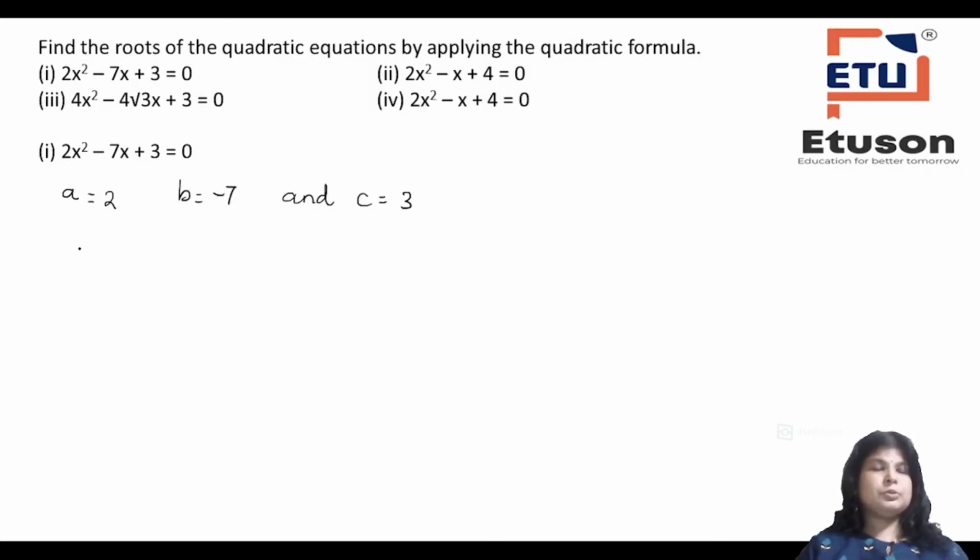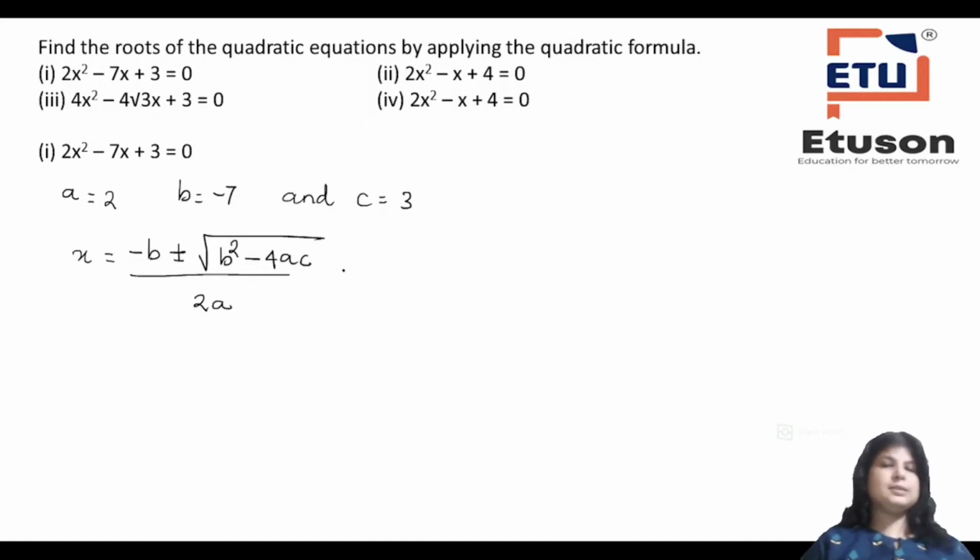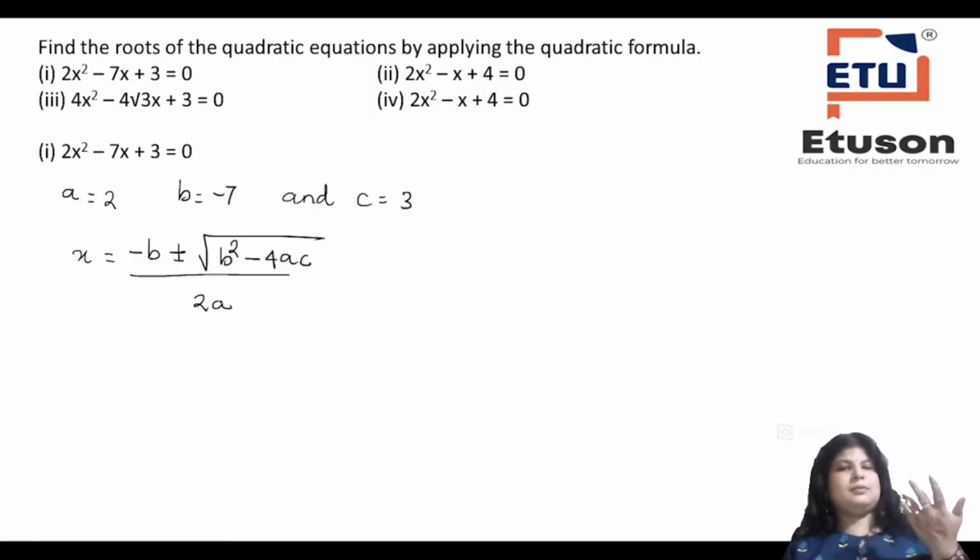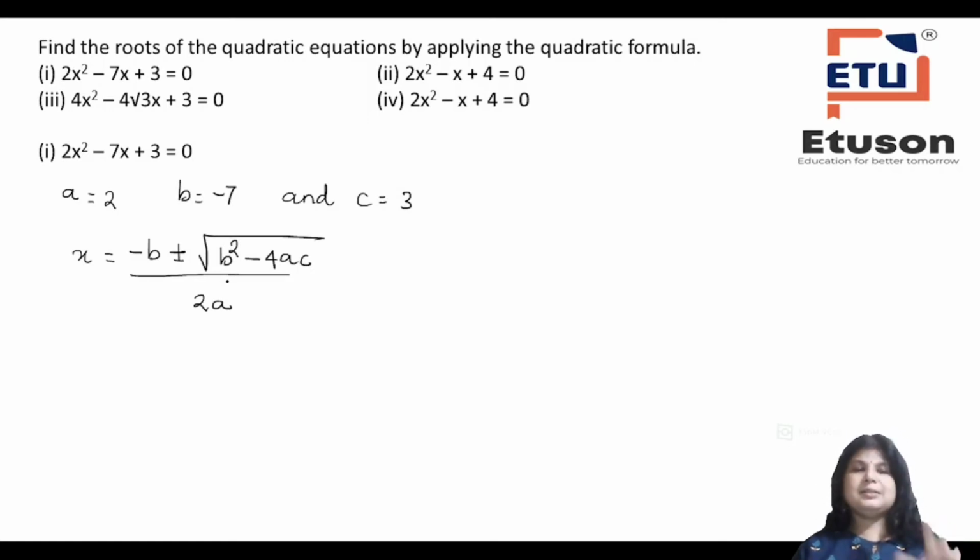Okay, so what is the formula for the roots of the quadratic equation? x is equal to minus b plus or minus square root of b square minus 4ac, divided by 2a. Here b square minus 4ac is also denoted by capital D. This will be discussed in the next concept. So now I am just writing it as b square minus 4ac divided by 2a.